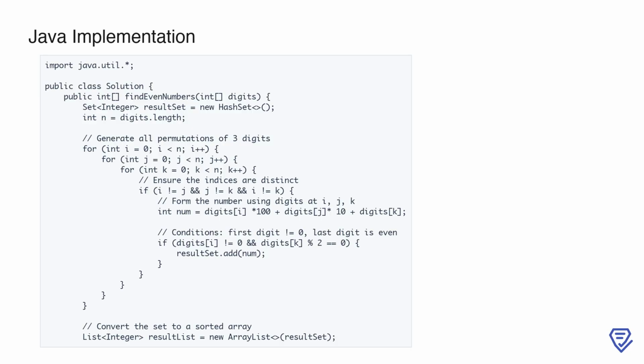For each valid combination of indices, we calculate the number by multiplying the first digit by 100, the second digit by 10, and adding the third digit. Next, we impose two conditions to filter valid numbers. First, the leading digit, i, must not be 0 because a valid 3-digit number cannot start with 0. Second, the last digit, k, must be even since we are only looking for even numbers. If both conditions are met, we add the number to the result set to ensure we only keep unique results.